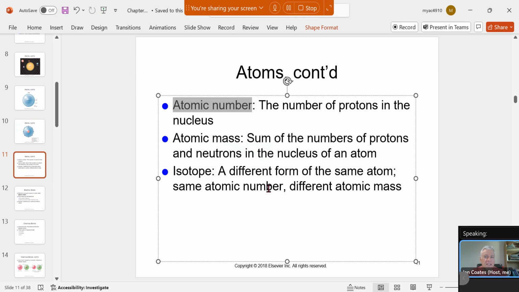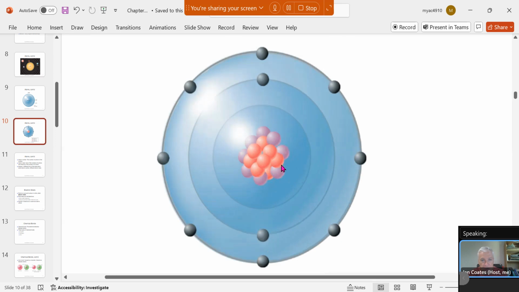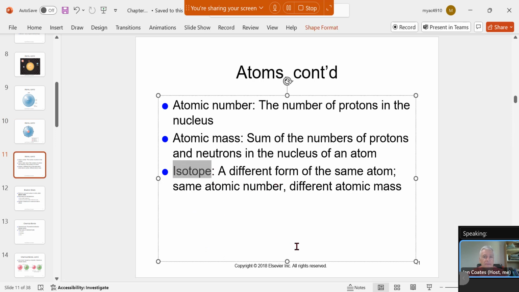The atomic number is the number of protons in the nucleus. So if there are 5 protons in the nucleus, this atom will have an atomic number of 5. The atomic mass, here we're talking about the nucleus itself. It is the sum of protons and neutrons in a nucleus. Your atomic number only deals with the protons. Atomic mass deals with protons and neutrons. An isotope is a different form of the same atom: same atomic number, same number of protons, different atomic mass, meaning a different number of neutrons.